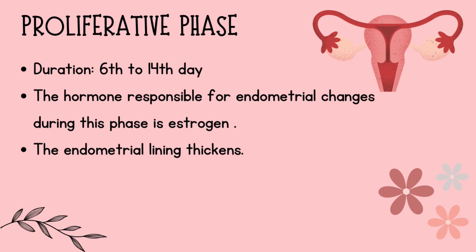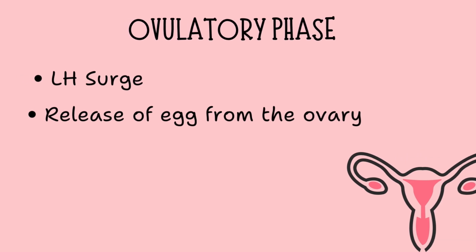The changes in the endometrium which occur during this phase are: the thickness of the endometrium increases to 3 to 4 millimeters at the end of the proliferative phase. Angiogenesis in the stratum functionale leads to proliferation of blood vessels which become spiral arterioles. Endometrial glands are stimulated to grow, which contain glycogen, but they are non-secretory.